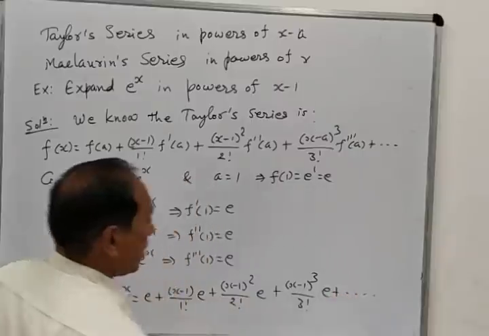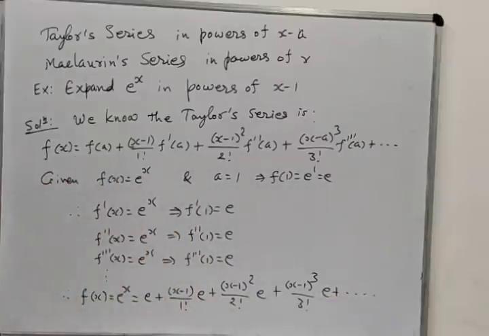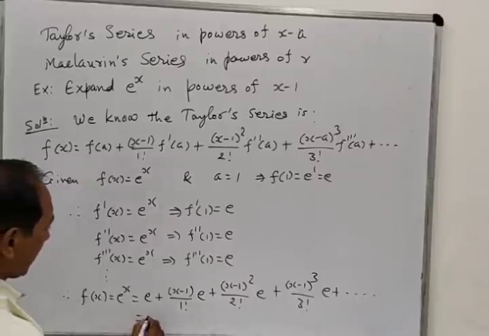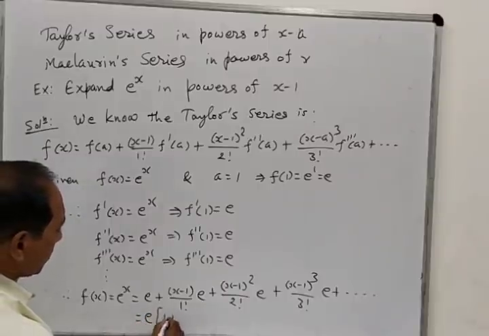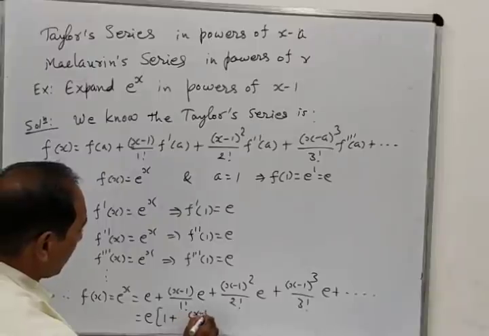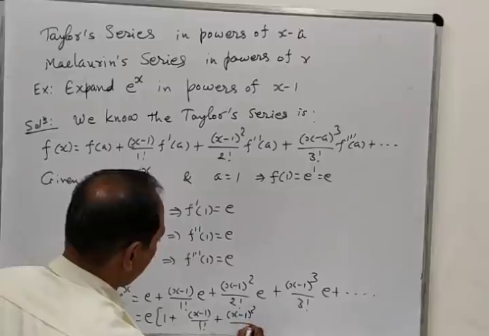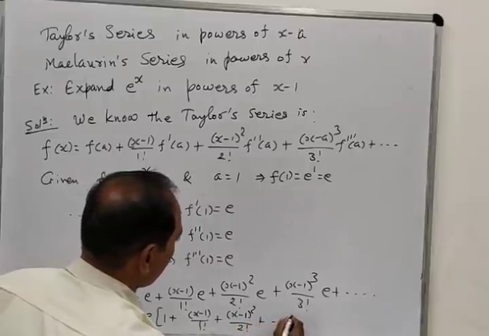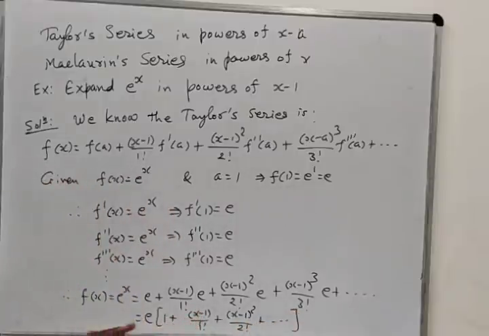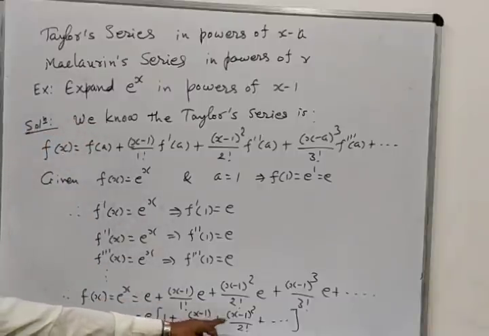So if you want you can find out more and more derivatives, but this is sufficient at this stage. And then we can take e common from all the terms. So e into 1 plus x minus 1 upon 1 factorial plus x minus 1 whole square upon 2 factorial plus x minus 1 whole cube upon 3 factorial, and so on. So this is the Taylor series of e raised to x in powers of x minus 1, you can see.